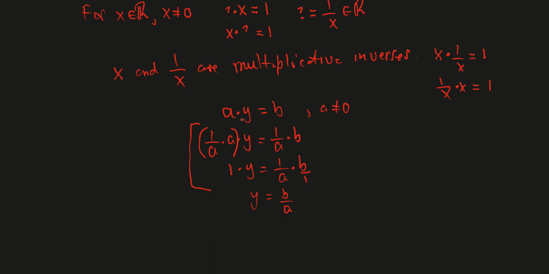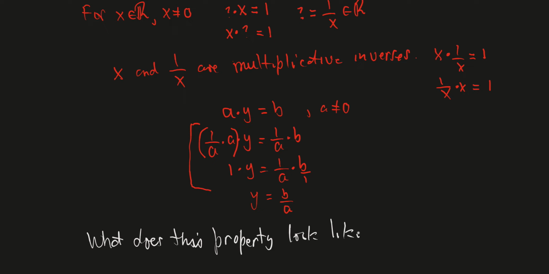So just as an example, right? So here's the question that we're going to try to answer. What does this property, or process, look like for matrices, right?